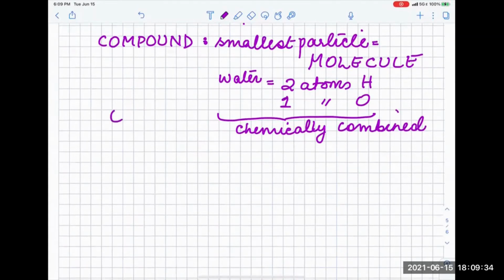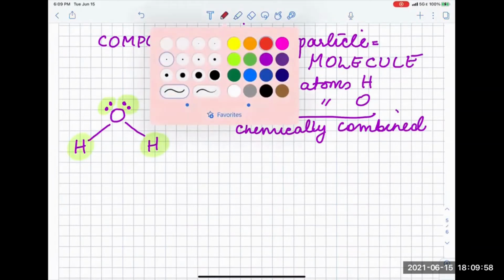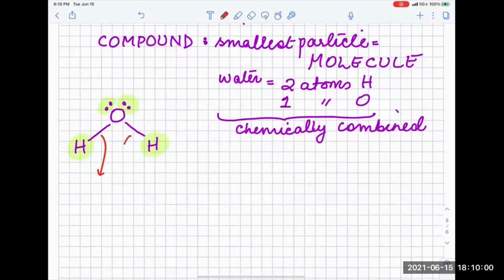How? Here is your oxygen, here is hydrogen, this is another hydrogen, this is going to be at an angle, and that's going to be a particular shape. These are the lone pairs. Don't worry about all this if you don't understand. But these two atoms of hydrogen are going to connect with oxygen, and that connection is through a bond. So this is a bond, and this is also a bond. This bond is like stitched together. They can be broken easily. So that's chemically combined.